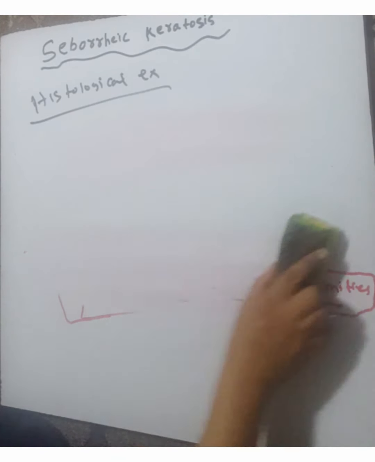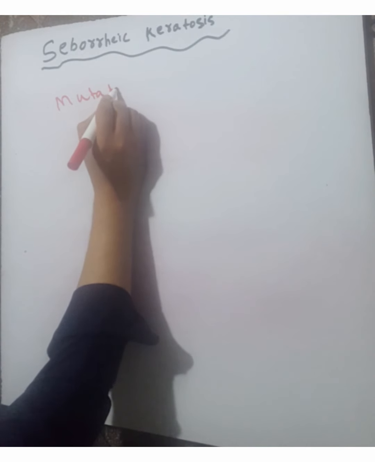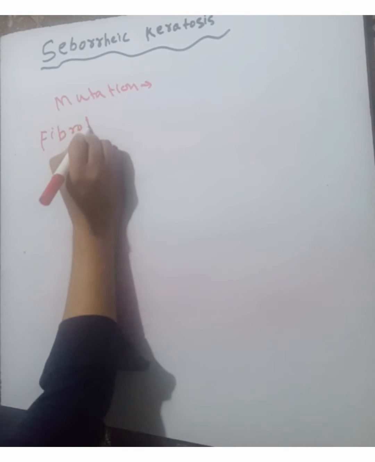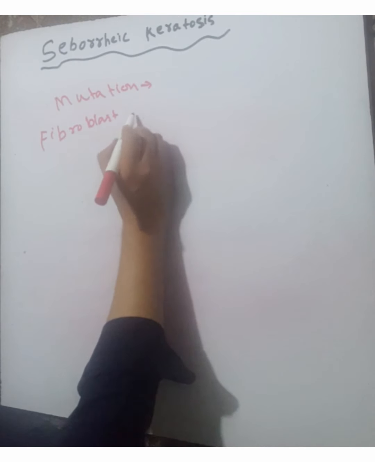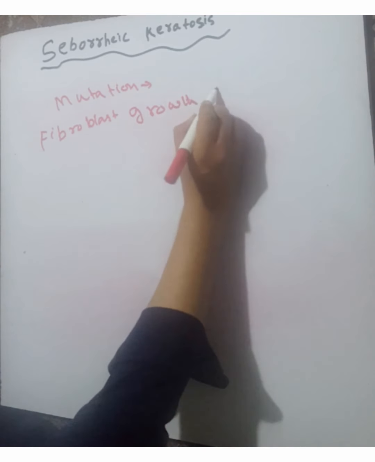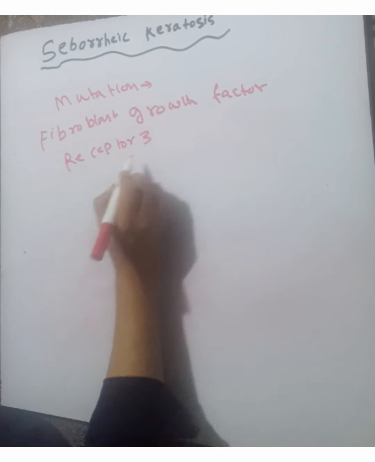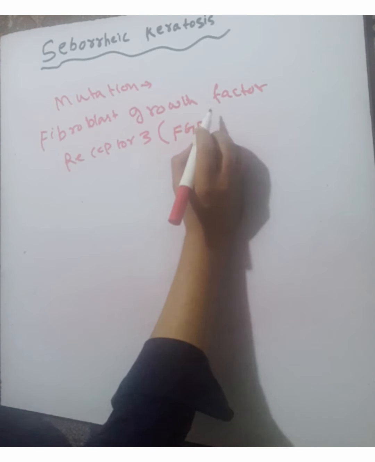What is the pathogenesis of seborrheic keratosis? The pathogenesis is a mutation in the fibroblast growth factor receptor 3.